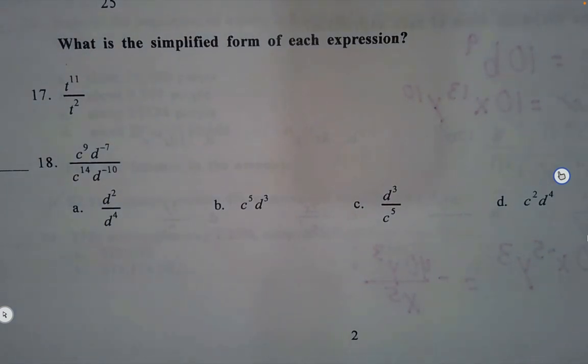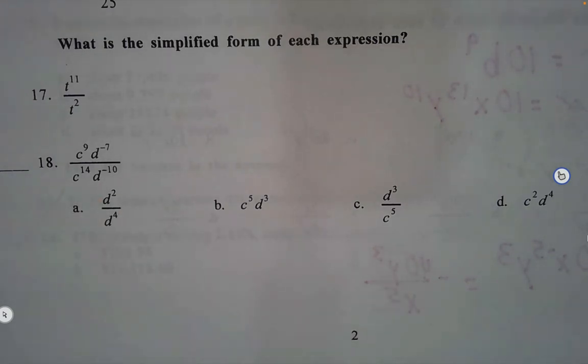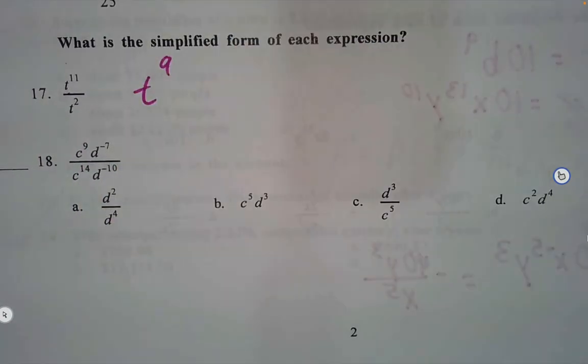Now we're moving on to division. Y'all, it's going to be in the same format, okay? Like it's going to be in this order. And for division, what's our rule? Subtract. So what is 11 minus 2? T to the 9th. That's our answer. That's it. Okay? Now on the next one, we're going to subtract again. We have what 2 letters? C and D. Those are our 2 variables.